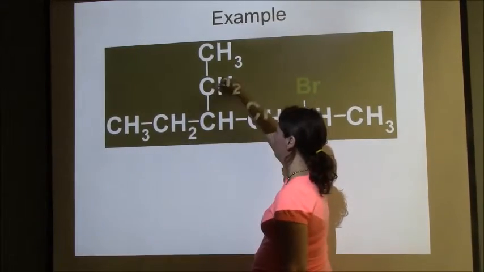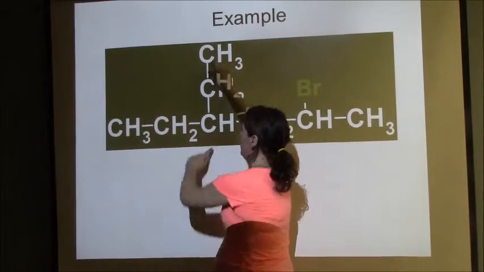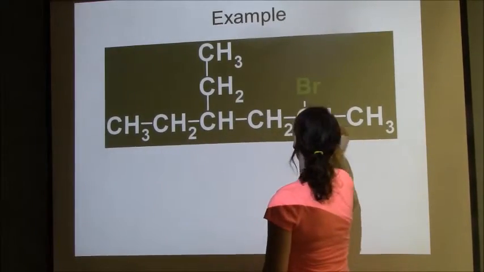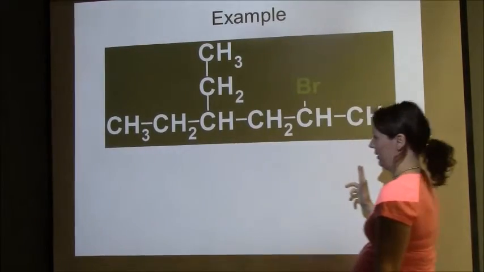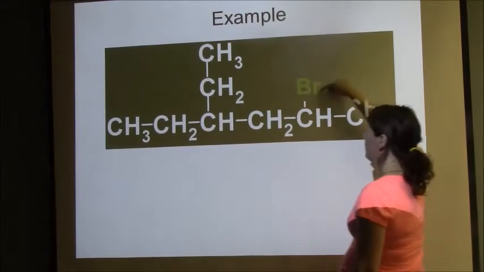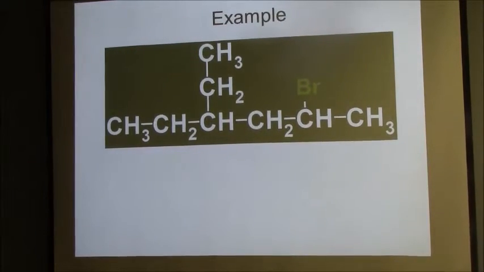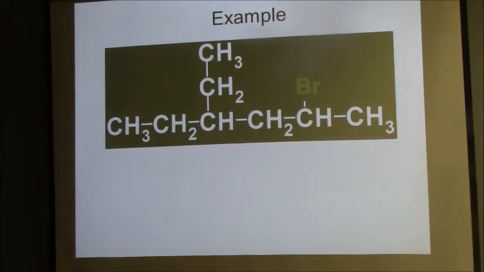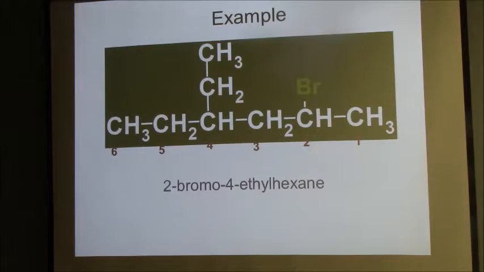It's going to be an ethyl group either way. So I could go 1, 2, 3, 4, 5, 6 and have an ethyl group, or I could go 1, 2, 3, 4, 5, 6 and have an ethyl group. So either way it works the same. So this is an ethyl group, and this is a bromo group. So B comes before E. So it's 2-bromo, 4-ethyl hexane. And that's the name of that molecule.